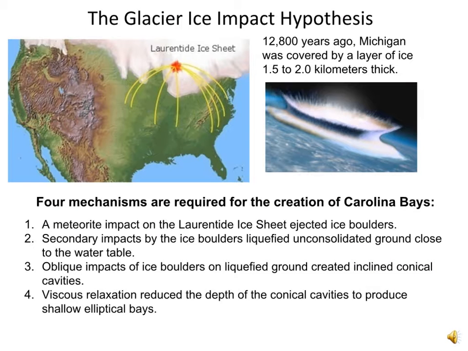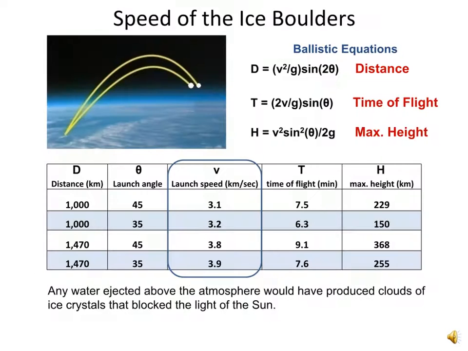My paper introduces the Glacier ice impact hypothesis and identifies four mechanisms that are necessary for the formation of Carolina Bays. First, a meteorite impact on the Laurentide Ice Sheet ejected ice boulders in ballistic trajectories. Next, the secondary impacts by the ice boulders liquefied unconsolidated ground close to the water table. Then, the oblique impacts of ice boulders on liquefied ground created inclined conical cavities. And finally, viscous relaxation reduced the depth of the conical cavities to produce shallow elliptical bays.